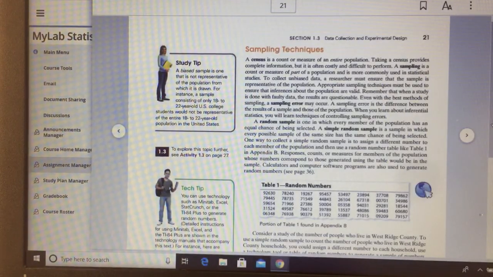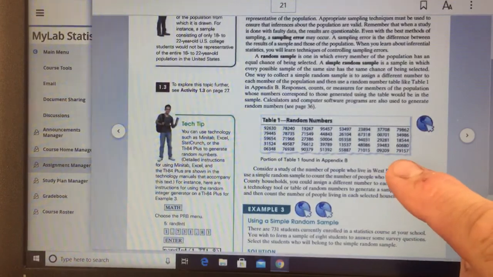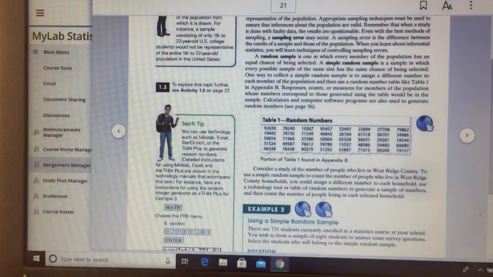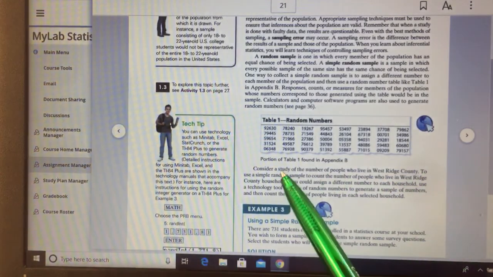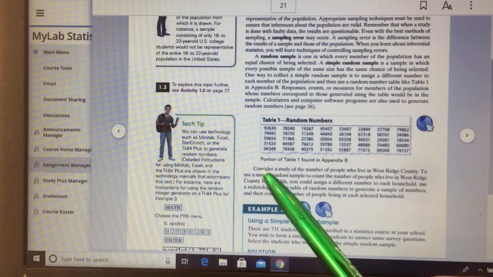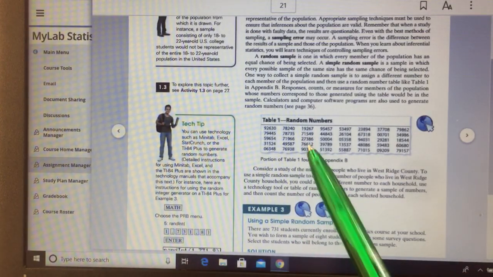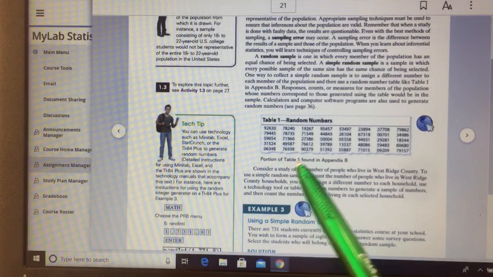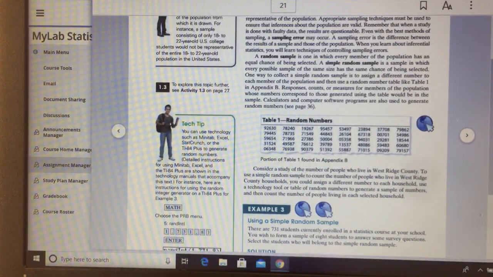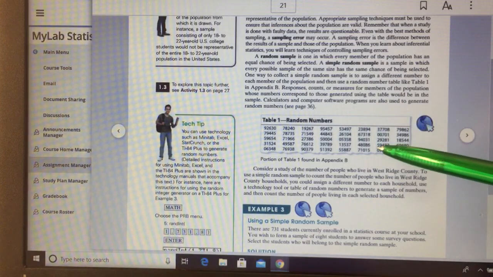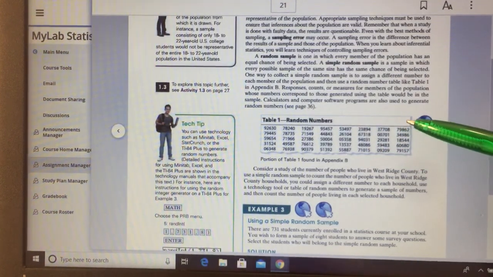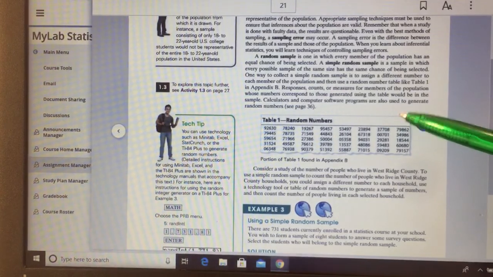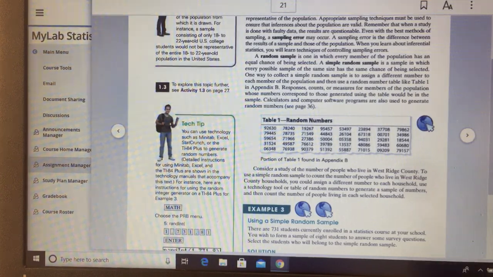Yeah, right here. Now, here's a table of random numbers right there. These random numbers are generated. Okay? So what you can do is you could take these numbers and develop random numbers to choose from, or a population from this random numbers that's generated. So like these are all 5-digit numbers. Well, suppose you have 50 people. 50 people is all you have.